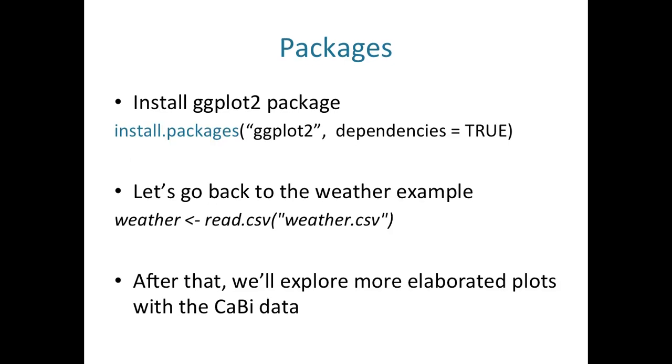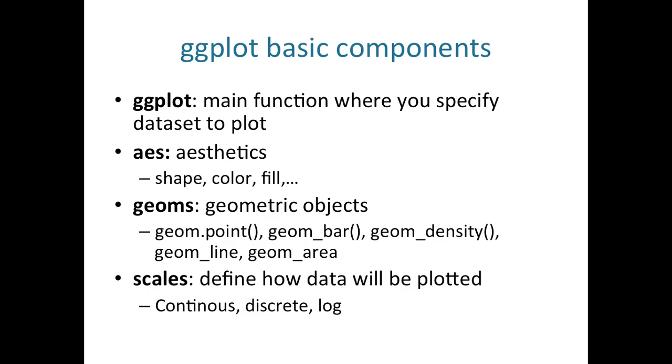So the first thing that we need to do is install the ggplot package. If you haven't already done so, remember that the command is install.packages ggplot. And then once you have it installed, to use it, you will use require and the name of ggplot. We're going to do a couple of examples with ggplot, one with the weather dataset that we used in the first class and the other one with the CABI data. We'll start with the weather dataset because it's simpler, and then we'll move on to the CABI dataset.